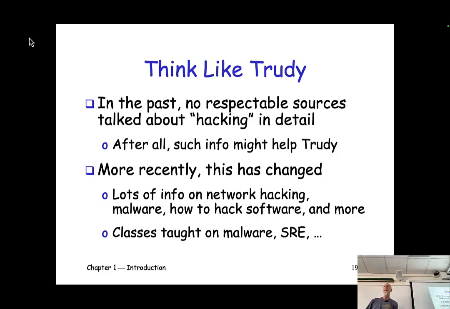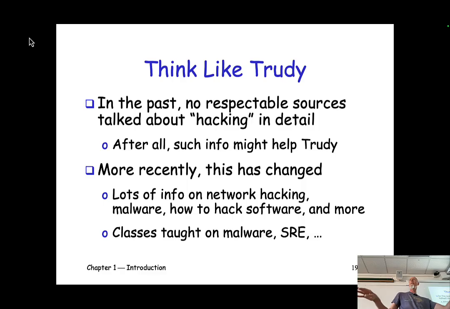Okay, so in this course, we try to think like Trudy. So we put ourselves sort of in the role of the bad guy, right? We're trying to expose flaws or figure out where the security vulnerabilities are before Trudy finds them, right? So we put ourselves in that same role of trying to attack the system. We're looking for the weakest link.